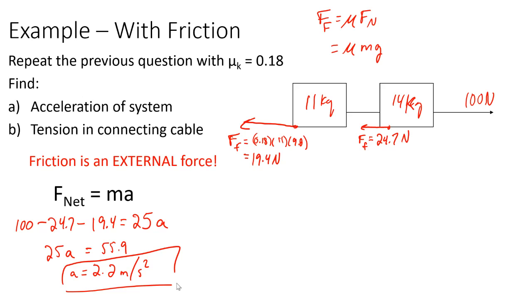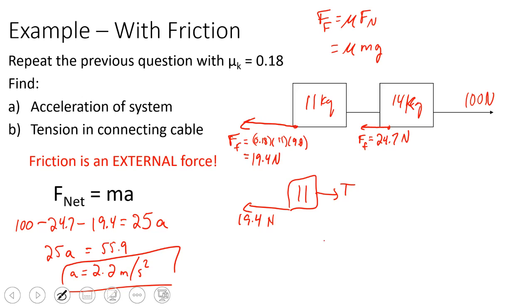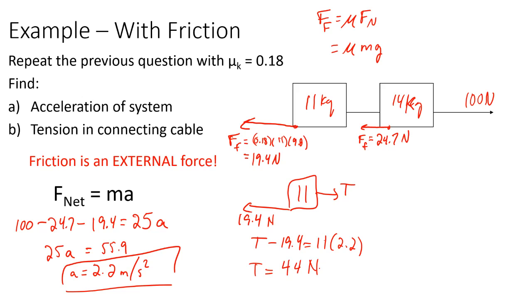Now I'm going to do my free body diagram for a single body, so that I can find the tension in the connecting cord. F net equals MA for my 11 kilogram mass will be T minus 19.4 is equal to 11 times my acceleration that I solved for, which is 2.2. And if you solve for tension, you should get 44 newtons.